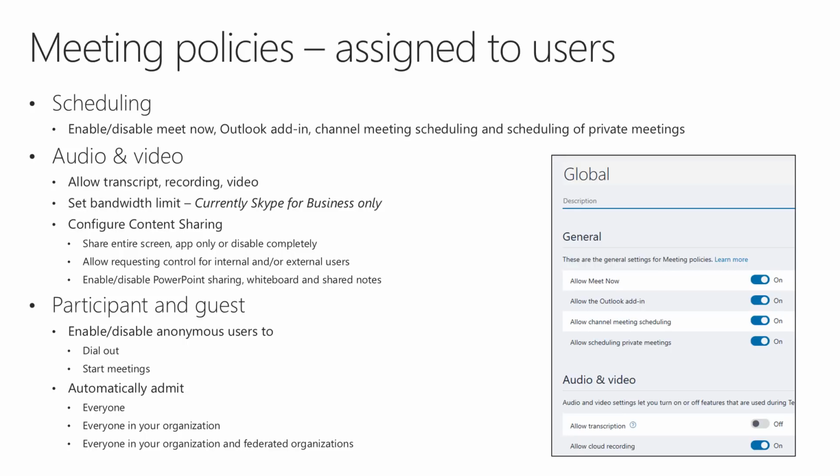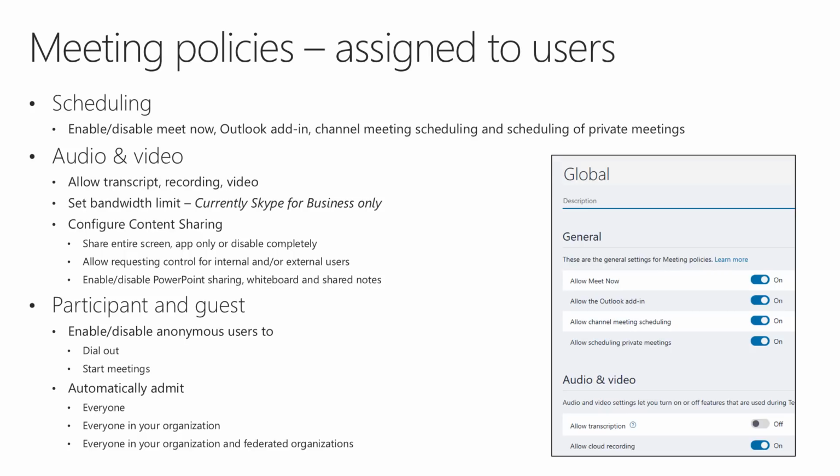For audio and video, you can allow and disable features like transcript, recording, or video in general. You can set bandwidth limits. However, this feature currently applies only to Skype for Business. And you can configure content sharing: if users should be able to share entire screens, only the app, or disable sharing completely. You can configure who should be allowed to request control, internal users and/or external users. And you can disable features such as PowerPoint sharing.